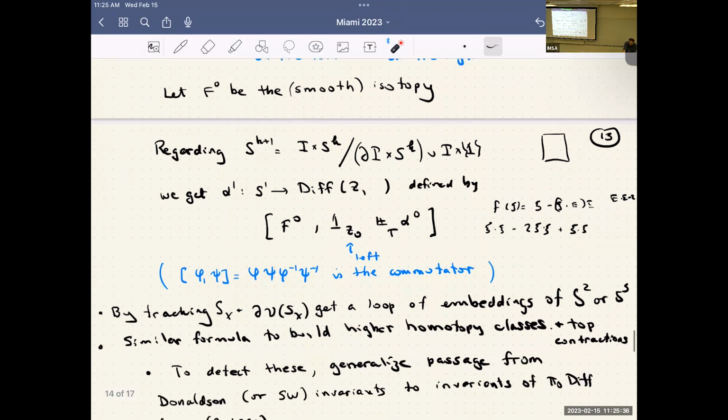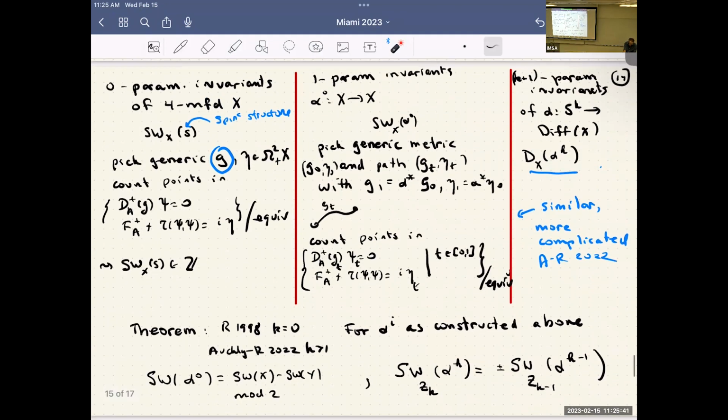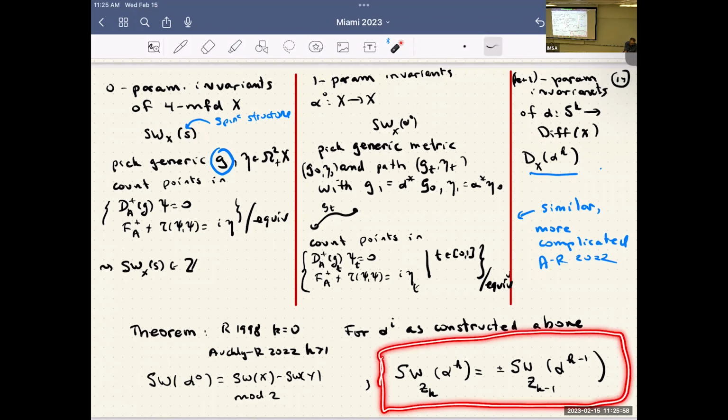And so the last point is summarized on this slide. In this way, we build a series of elements. Alpha naught was the original one. Alpha 1 was the one I just constructed. Alpha 2 is coming from the second stabilization, and so on. And the main point is that this operation actually preserves, up to sign, because we're a little unclear about orientations, the Seiberg-Witten invariant.